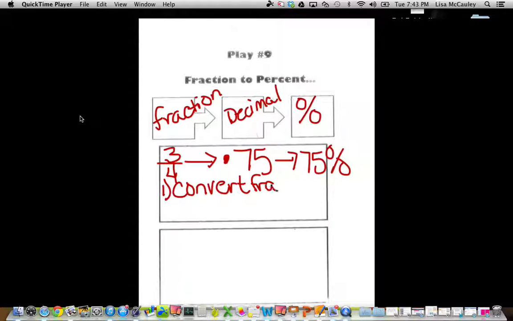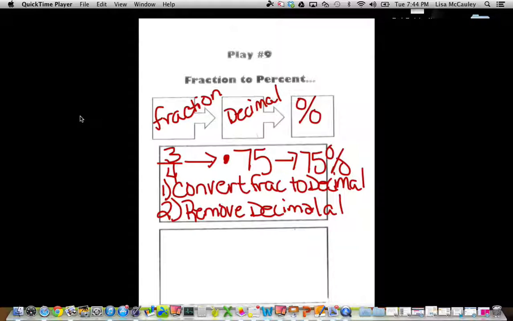Okay, so step one is convert fraction to decimal. Step two is remove decimal, add percent sign. Easy enough. Okay, not hard at all.